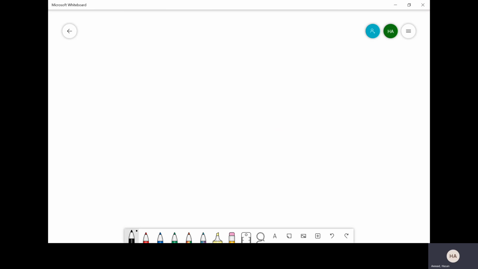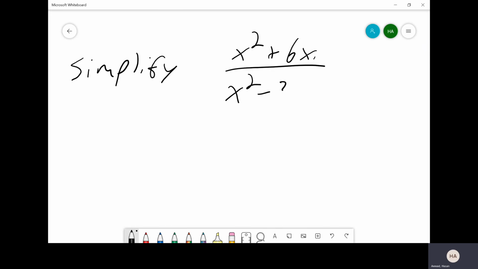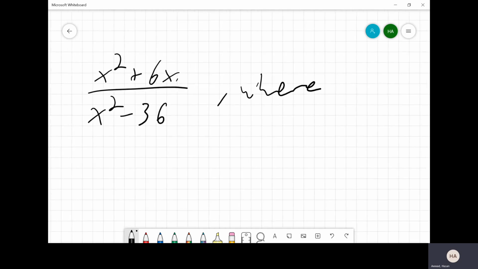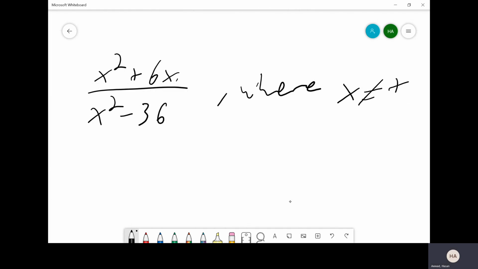Okay, so a rational expression. Again, what is the definition of a rational expression? A rational expression is just a quotient or division of 2 polynomials. Okay, so the best way to just get into it is just with an example. So I want you to simplify, and here's the following expression. x squared plus 6x all over x squared minus 36. And I'm going to write this over here where x does not equal plus or minus 6.